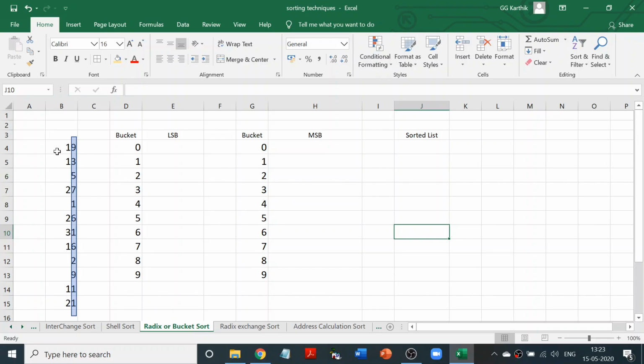Again, I'm going to take the same given numbers and sort them using this bucket sort. We have two steps here. Since the number of digits is 2, we will have only 2 iterations. If the number of digits is going to be 3, then we'll have 3 iterations. Or else remember it like this: 2 digits, 2 steps. So there are only 2 steps to do, right?